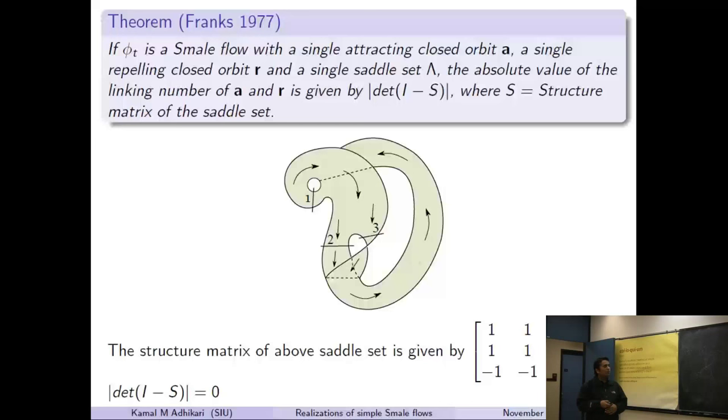In this particular example, when we find the determinant of the identity matrix minus this matrix, we get 0. So the linking number of the link of attractor and repeller is 0. This is useful while figuring out the linking structure of attractor and repeller, because by some process, if we could figure out that the attractor is an unknot, for example, and the repeller is an unknot, then if their linking number is 0, that gives us the idea that they are disjoint unknots. And if the linking number is 1, we can say that they may co-link. So this is how this theorem was useful to figure out the linking number between attractor and repeller.